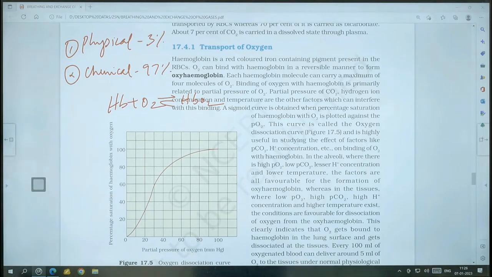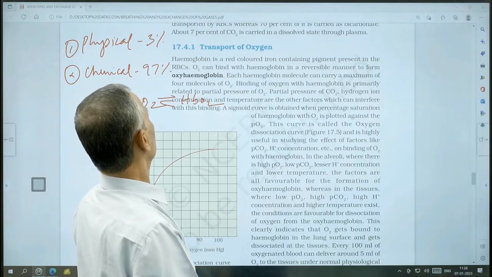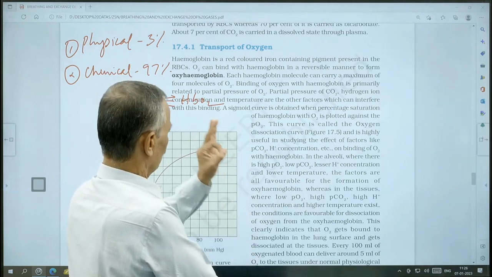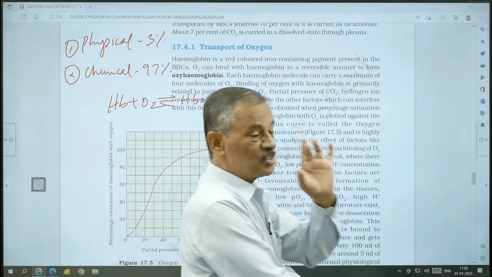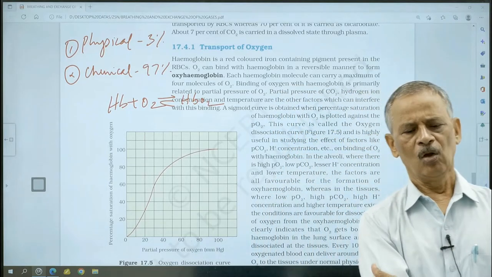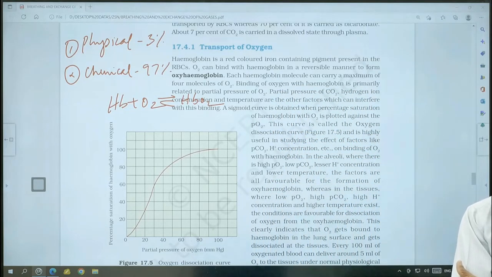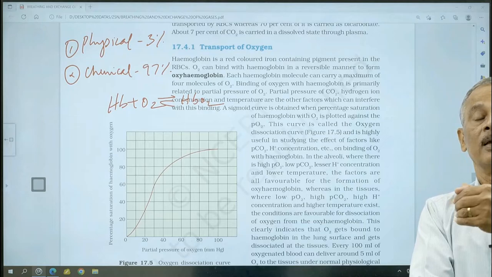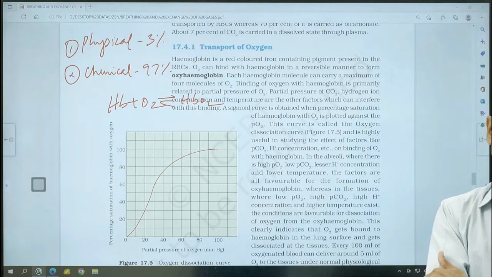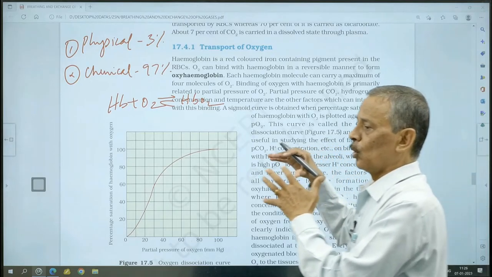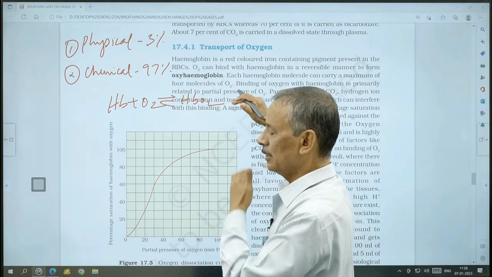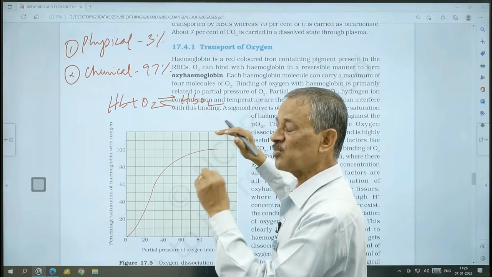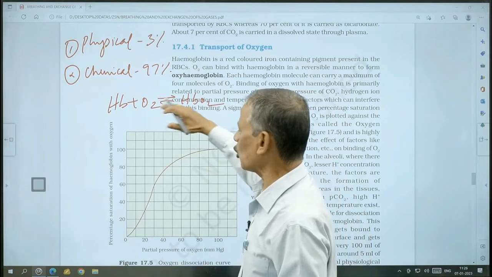But there must be certain conditions to satisfy the association of oxygen and hemoglobin. There must be sufficient pressure for the oxygen. Partial pressure for oxygen should be sufficient. Then only oxygen will be combining with hemoglobin. So, oxygen and hemoglobin combine under pressure. And in the alveoli, partial pressure for oxygen is sufficient to cause the combination.